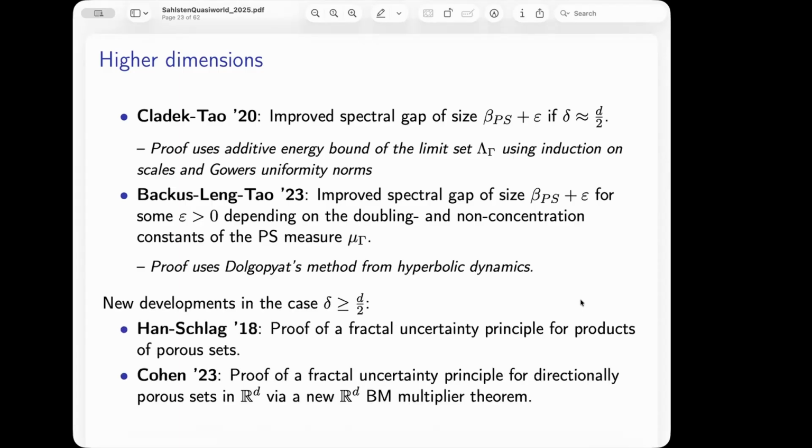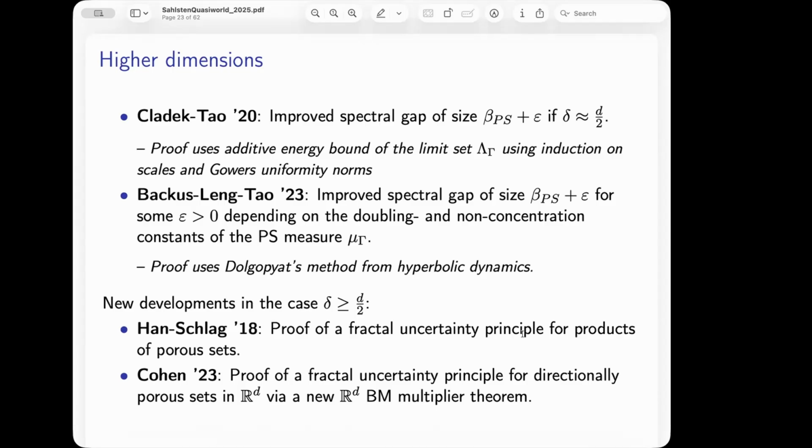But now the high-dimensional analogues, when the dimension is bigger than d/2, are actually still in progress. There has been some major work done recently, especially this paper of Alex Cohen, and also the earlier paper of Han and Schlag, where they study the fractal uncertainty principle for porous sets that are products of porous sets, a bit like Cantor dust. And then there are directionally porous sets. I don't know whether this applies in their setting. This is porous, but maybe it would apply, that's the Menger sponge kind of thing.